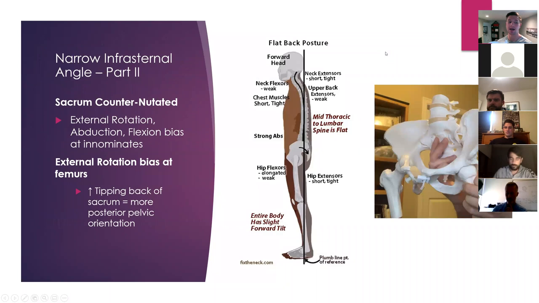So with these people, they have a counter-nutated sacrum where this comes back like that. Do you see how that would lead to more of a flat back orientation? So these people, and you see this all the time, like think about if you guys ever worked with young females before. They have those flat backs because that's where they're biased to originally, and they're not old enough to have compensated out of it yet. So just think about those kinds of individuals you work with, and then this starts to make a lot more sense. And obviously, they're going to have an external rotation bias at the femurs.